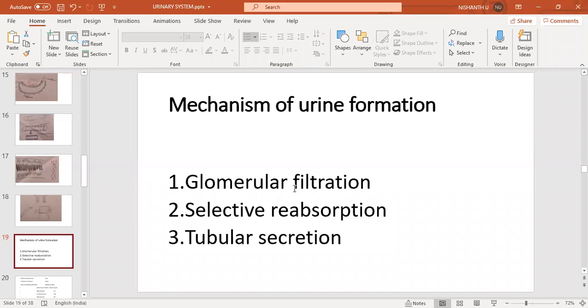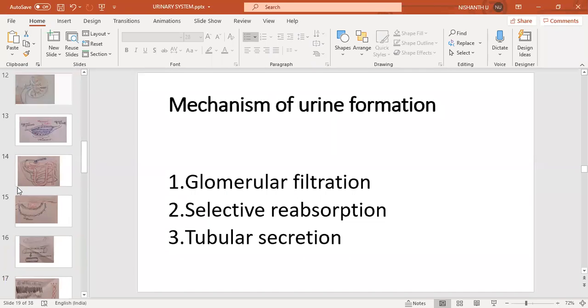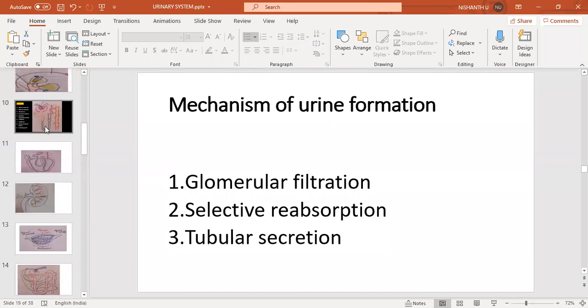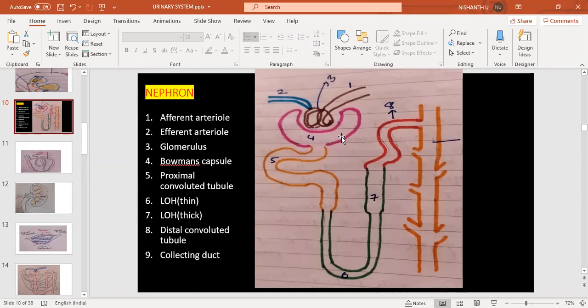We'll start with glomerular filtration. We already partly understood Bowman's capsule, so from there the filtration will start. Then the filtrate will enter the proximal convoluted tubule, loop of Henle, and distal convoluted tubule. And so many things we discussed in the previous class; actually we are deviating a little bit from what we discussed in the previous class.